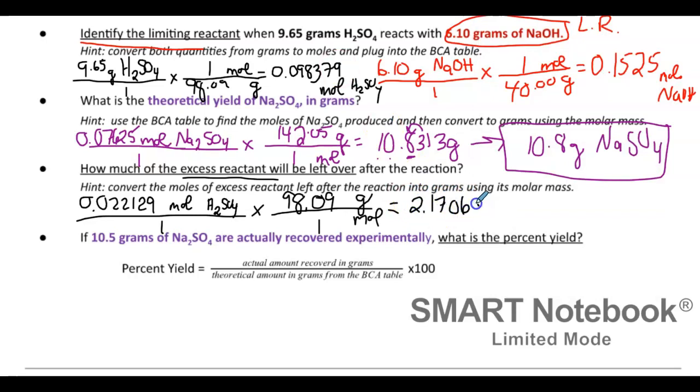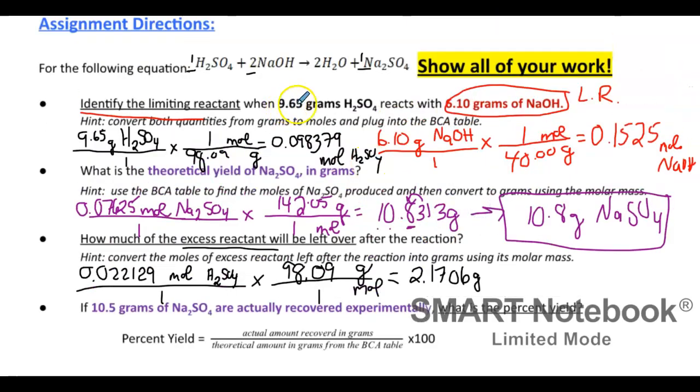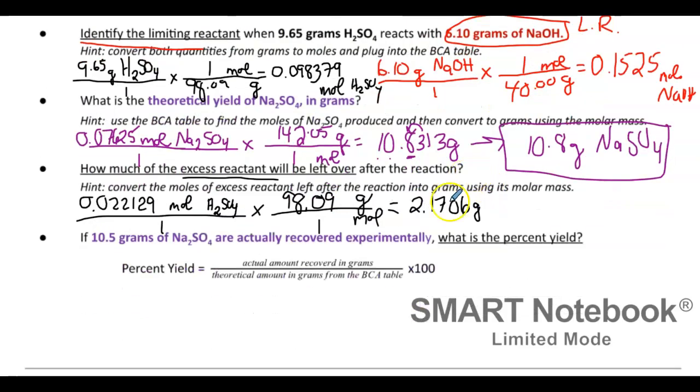2.1706 grams. Now, same thing. I'm given 3 sig figs. So now that I'm done with this number, I'm going to round it to 3 sig figs. 1, 2, 3. Look to the right. Does a 0 round the 7? Nope. So my final answer is 2.17 grams of that excess H2SO4, and that is left over after the reaction.